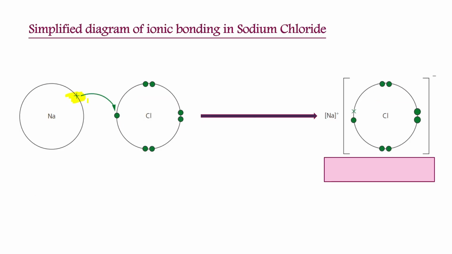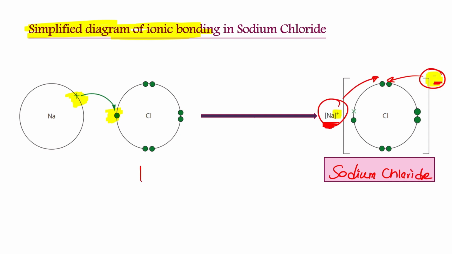Since only the outer electrons are involved in the chemical bonding, we can simplify the diagrams by missing out the inner shells and use these simplified diagrams for the ionic bonding. So here we only draw the outermost shell for the sodium atom. Here the chlorine atom as well, transfer of electron, formation of a positively charged sodium ion and negatively charged chloride ion. And here we have the sodium chloride.